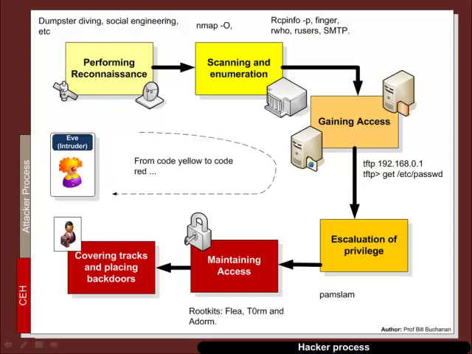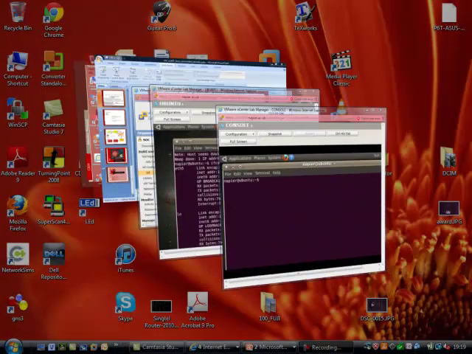In the form of gaining access, then we can have TFTP, and unfortunately TFTP is a fairly easy way to get access to systems as a lightweight FTP server. Then to escalate privileges, we see programs such as PAMSLAM, and then in maintaining access we have rootkits such as Flea, Torn, and Adore. And then at the end we have covering tracks and placing backdoors. Okay, so let's have a look at an example.